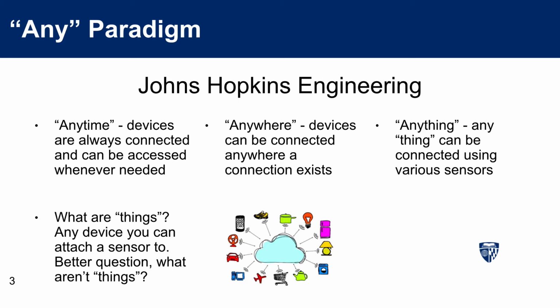So the IoT basically has this sort of any paradigm, and it's basically anytime, anywhere, anything. So starting from right to left here, anything, I say anything can be connected using various sensors. It doesn't matter what that thing is. As I said, it could be something kind of exotic like an animal. It can be one of a number of things that we interact with daily. Think of your vehicle, anything in your house, things at work. There really is no limit to what we can attach a data generating sensor to and get meaningful results from.